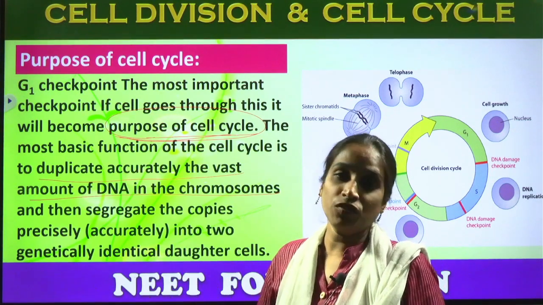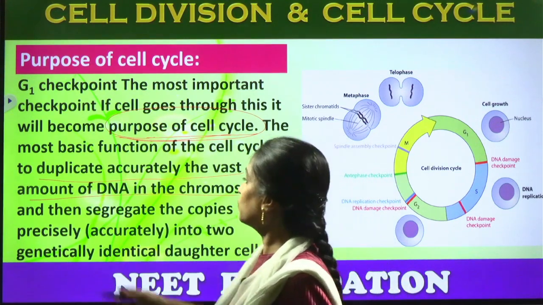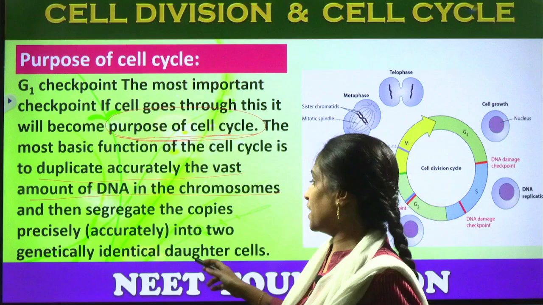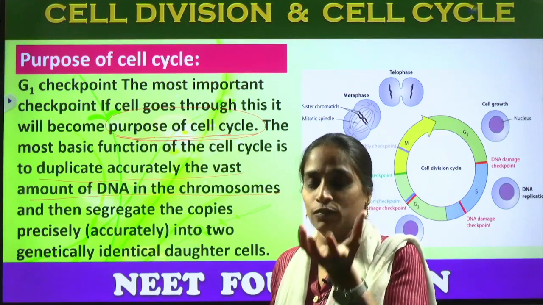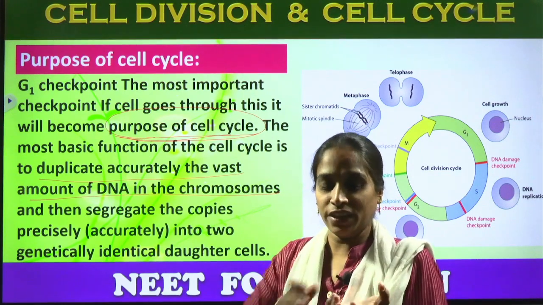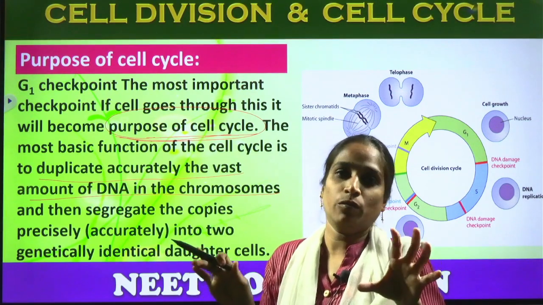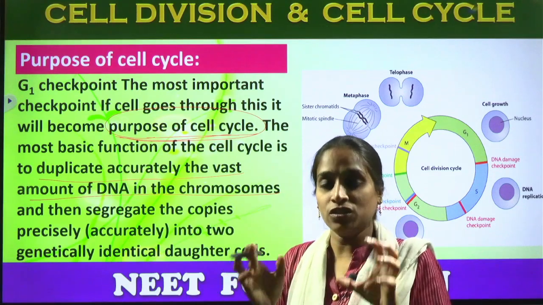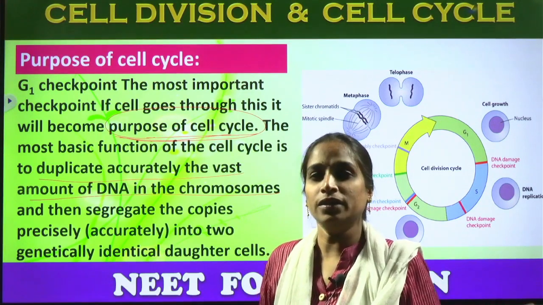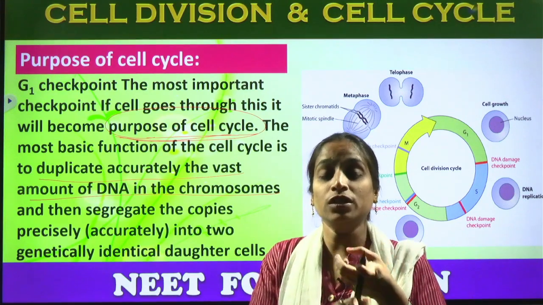so that the number of DNA and the number of chromosomes also will be maintained in an exact, accurate manner, and then the copies are segregated precisely into two genetically identical daughter cells. The genetic material present in each and every chromosome, in each and every cell, must be maintained in an equal amount, not so high and not so low. An adequate amount of the chemicals or genetic information, genetic material, must be present in each and every chromosome. That will be maintained by the checkpoints in the G1 phase, S phase, G2 phase and also the M phase.